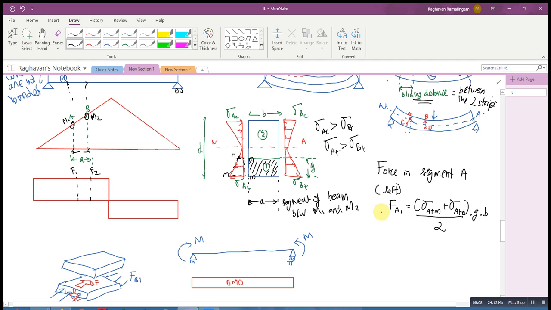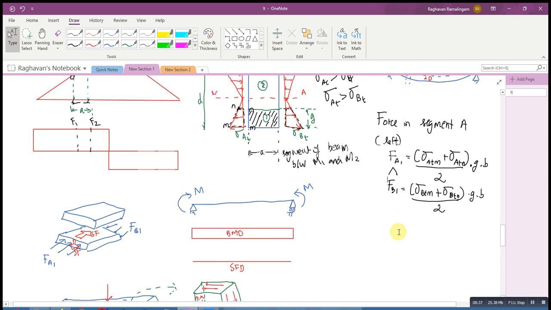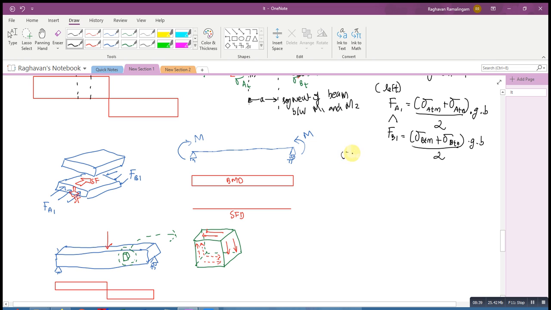on this part, and similarly on this part, I say FB1 equals sigma BTM plus sigma BTN by 2 times G times B. Okay. Now, since we know that sigma AT is greater than sigma BT, FA1 will be lesser than FB1, since M1 is lesser than M2.